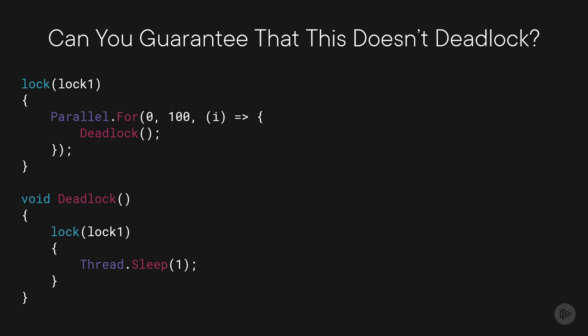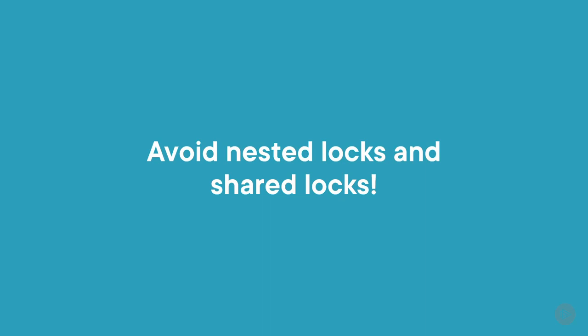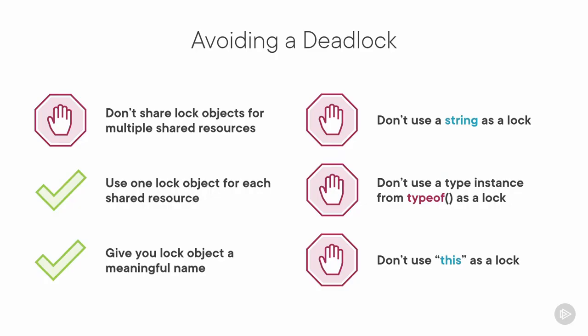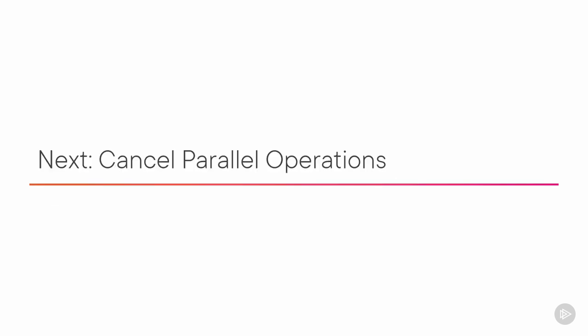If you're using nested locks or even calling a method within your locked context, you should be very careful. In our code, one way of avoiding the deadlock would be to avoid sharing the same lock. In a real-world scenario, you'd have to be very cautious with how you use a lock, especially if you're introducing nested locks. Follow the guidelines and the best practices that we've discussed, and you should be able to avoid deadlocking your code. Next, we'll talk about canceling parallel operations.